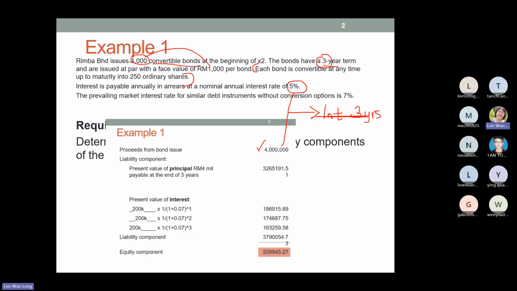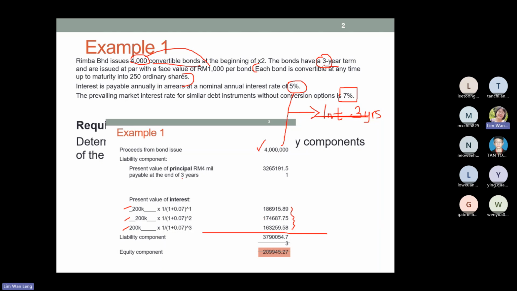So 5% times 4 million, you are going to get 200,000. So each year, 200,000: first year, second year, third year. Then of course, you are going to present value it using the effective interest rate of 7%. So 1 over 1.07 to the power 1, power 2, power 3. This will be your present value of the interest for 3 years.